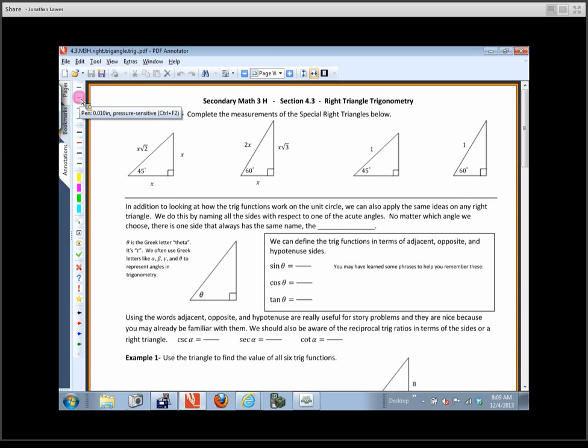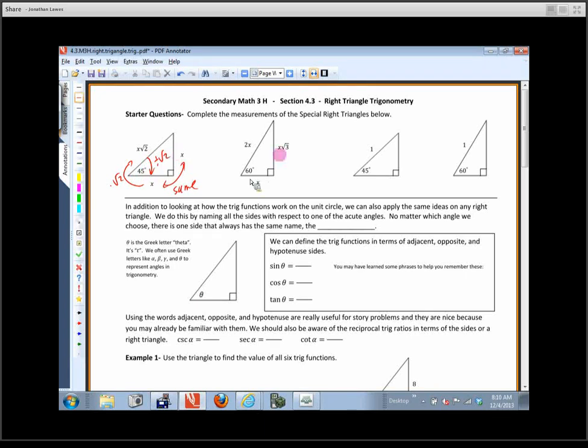So this hopefully is a pretty quick process. You're going to see these over and over and over again, and if nothing else, most of you want to go to college, you're going to take the ACT. You'll see these on the ACT nearly guaranteed. So remember, on a 45, 45, 90, the two legs are exactly the same. And to go from a leg to the hypotenuse, you times by radical 2, and to go from the hypotenuse to a leg, you divide by radical 2.